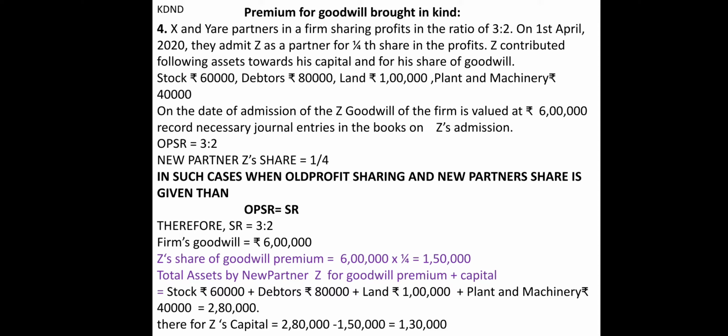Now we are very much aware that the total assets brought by partner Z for goodwill premium plus capital is equal to stock, debtors, land, plant and machinery, and 40,000 for this, totaling 2,80,000. From this we will take out the goodwill premium amount of 1,50,000. So finally we will get a capital of 1,30,000.